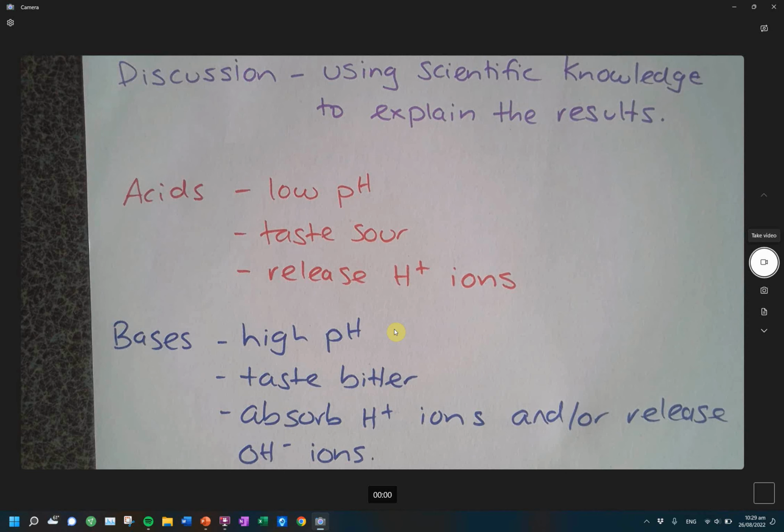So acids and bases. pH is really important to think about. Hydrogen ions, hydroxide ions, all those things help us understand what is going on.